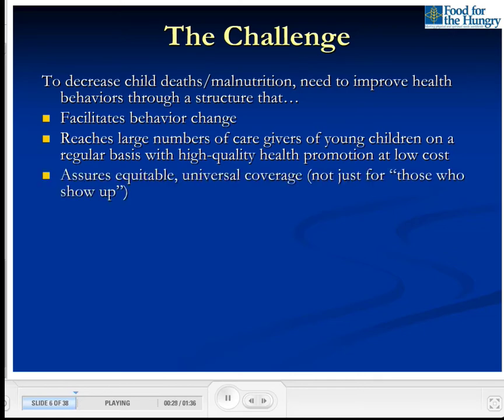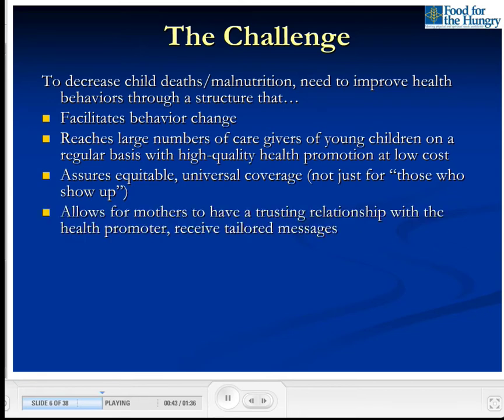It needs to assure equitable and universal coverage, not just for those who show up, realizing that a lot of the mothers who are able to show up to growth monitoring posts and other fixed meetings are sometimes the mothers who need what they're offering the least. It needs to allow for mothers to have a trusting relationship with the health promoter and to receive tailored messages. That sort of trusting relationship, we believe, is necessary in order to see a lot of behavior change happening.